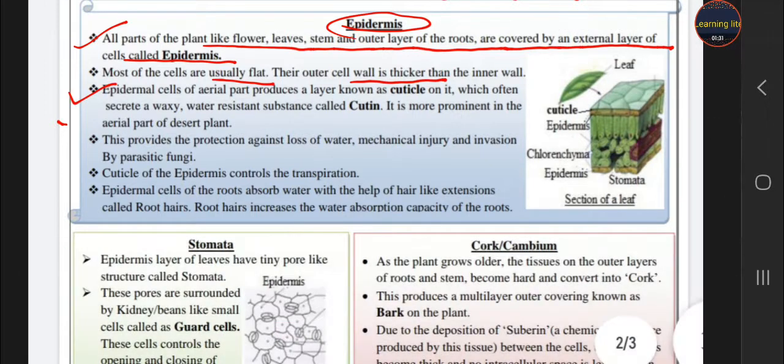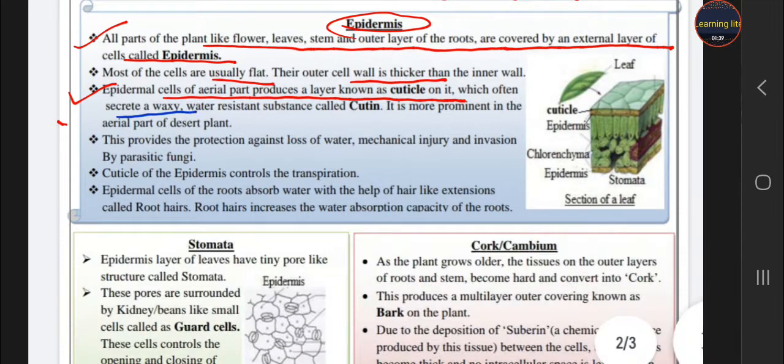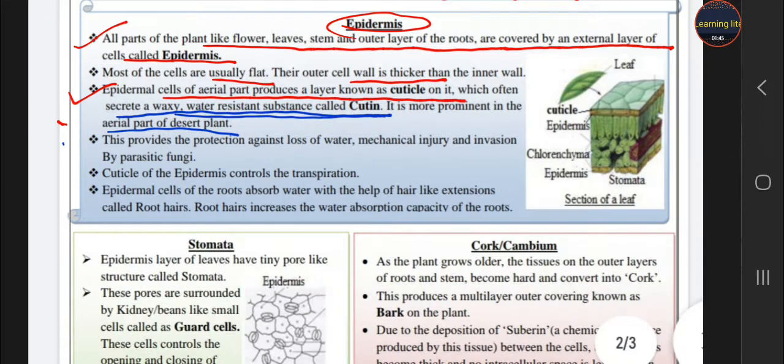And the epidermis cells of the aerial part produce a layer known as cuticle, and the cuticle is made up of cutin, which is very waxy and water resistant, and it is found in desert plants. So students, if you can observe a desert plant, if you have a cactus plant in your nearby places or at your home, then please observe the leaf of the cactus. If you touch the leaf of the cactus, it is very sticky and waxy like candle wax.